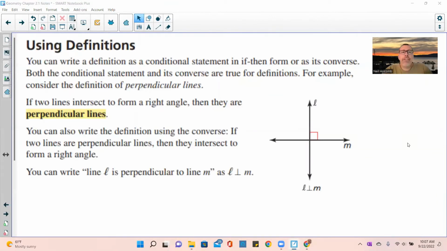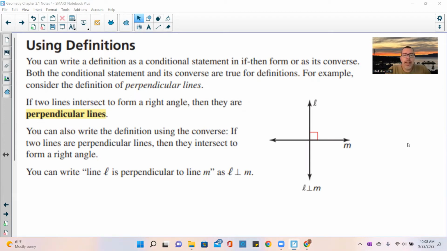Okay, so now we're going to use definitions. It says you can write a definition as a conditional statement in if-then form or as its converse. Both the conditional statement and its converse are true for definitions. For example, consider the definition of perpendicular lines. If two lines intersect to form a right angle, then they are perpendicular lines. The converse to that would be, if two lines are perpendicular lines, then they intersect to form a right angle.